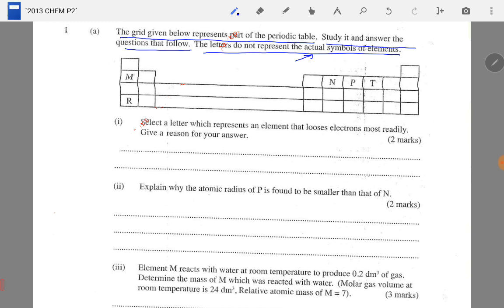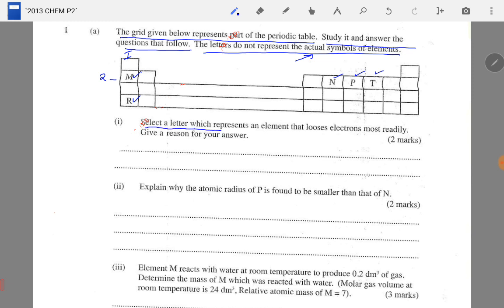So we have M, R, these are in group 1. We have N, P, T alongside M are in period 2. Okay, I think that is the information we have. We go to the questions.